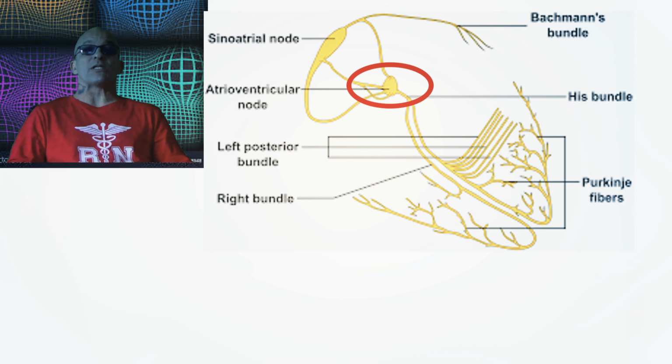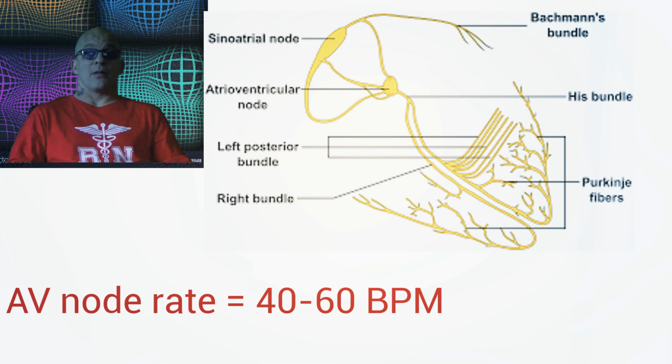The AV node is located in the interventricular septum and slows the impulse to allow the ventricles time to fill with blood. If damage occurs to the SA node, the AV node can take over pacemaker responsibilities. The rate of impulse is slower here and discharges on average 40 to 60 times per minute.